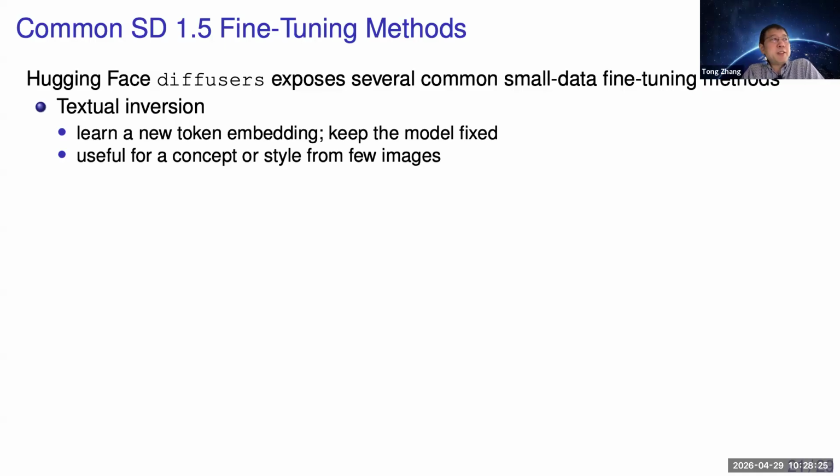So you basically insert a new token. Whatever token you give, you can give anything which does not appear in the original token dictionary. Then you keep the model fixed. Use it for a concept or style from a few images, basically.